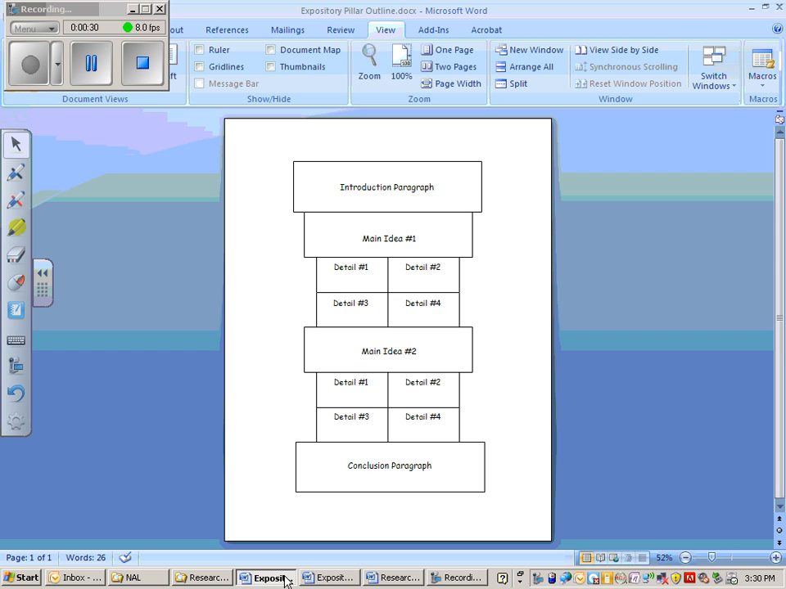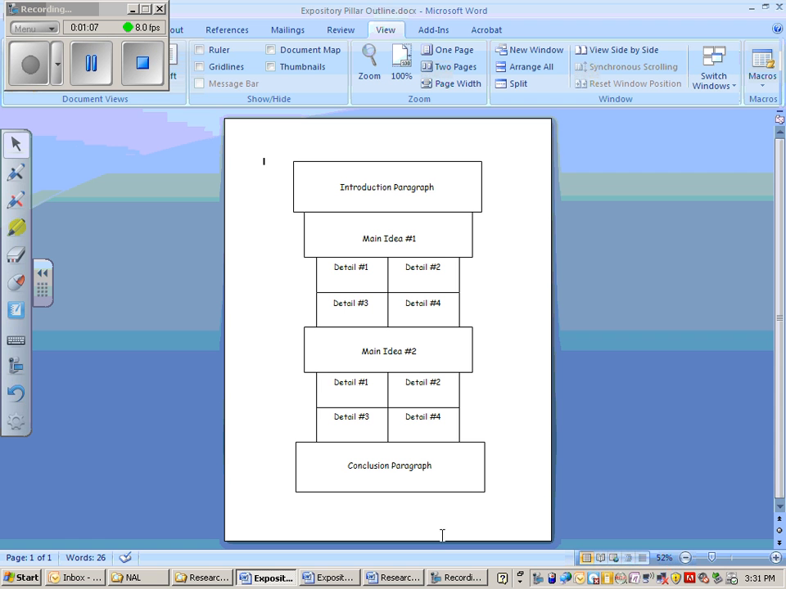This right here is the expository pillar that you're going to use. Hopefully it looks familiar to you. It was used last year for you in 4th grade. This is the outline of the paper. It will be a total of 4 paragraphs when you are done. It will include an introduction paragraph, a main idea 1 paragraph that will have 4 details that support your main idea, a main idea 2 that will also have 4 details that support your main idea, and then a conclusion paragraph. So when you are done, you will have 4 complete paragraphs about your important historical event or person.